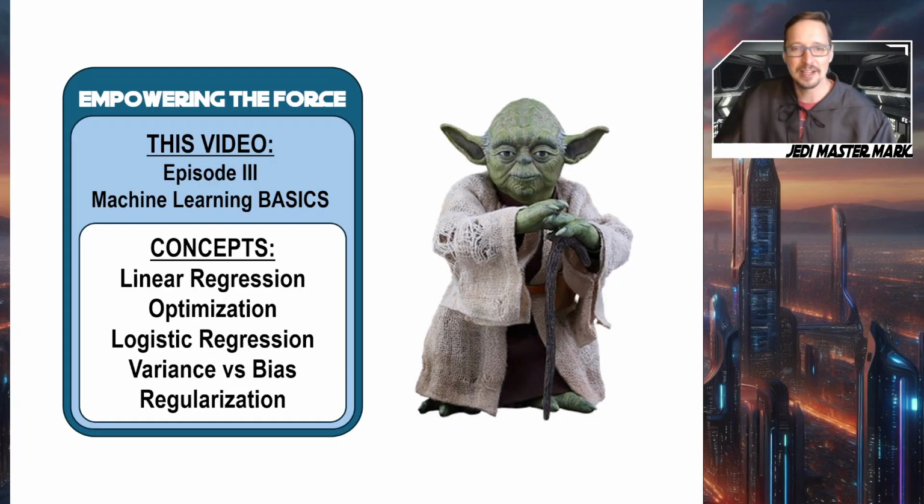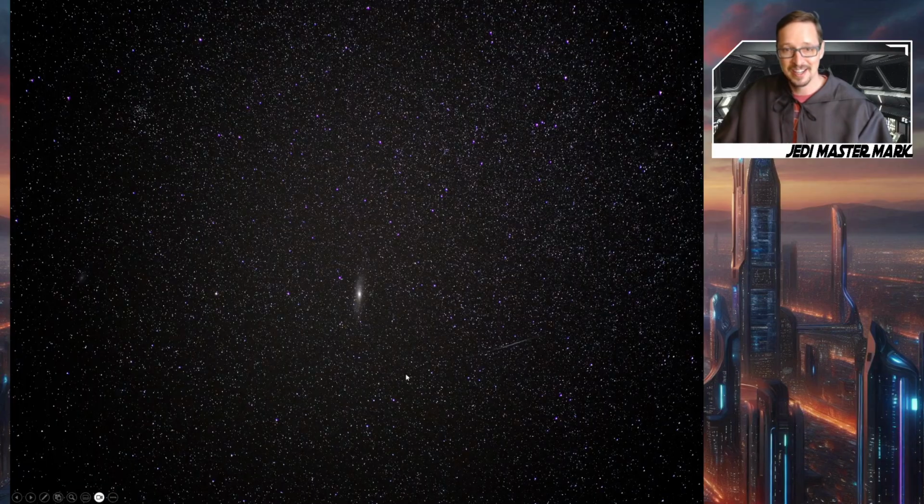Okay, as I already mentioned, Control L here for laser pointer, we're going to cover linear regression. Optimization is going to be the second video. We're then going to talk about logistic regression, then the variance versus bias trade-off. And then the last video will venture into regularization and what that means.